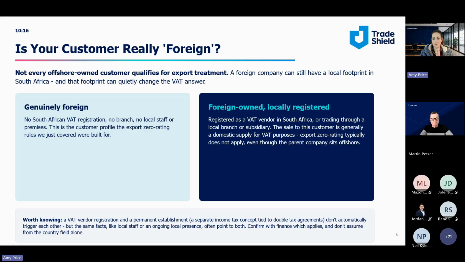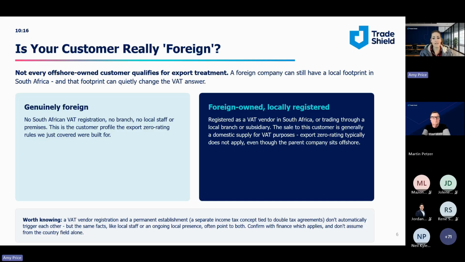So picture this, you have two different customers, both headquarters are based outside of South Africa. The first one is genuinely foreign, meaning that there's no VAT registration in your country. So there's no branch, there's no local staff, there is nothing. This is the customer profile that everything we've covered in the first few slides was built for. It's the customer that really has no footprint in South Africa, and it is considered an export sale with a 0 rating that is potentially available with the right documentation trail.